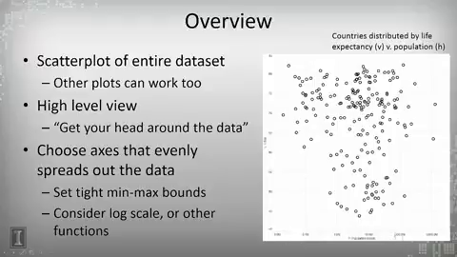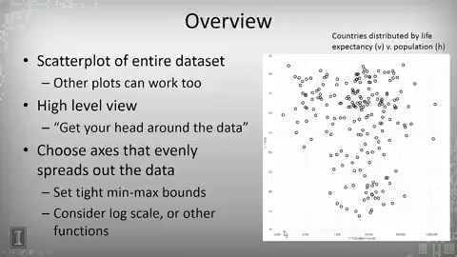And this choice of population is a bit of an arbitrary choice, but it's one that spreads out the data well. And so for life expectancy, you'll notice we don't go from 0 to 85, we go from 40 to 85 because we've chosen tight minimum and maximum bounds to better spread out the data in this overview.